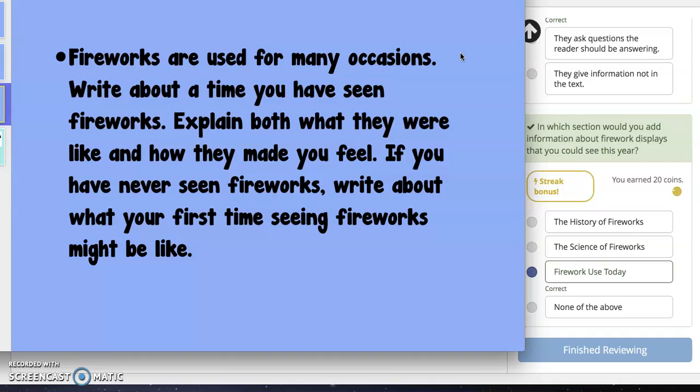And then when you're writing about that time, I want you to explain both what they were like and how they made you feel. Sometimes people don't like fireworks because they're so loud, but sometimes people do love them because they're loud, because they have colors and things like that. So I want you to talk about that. If you have never seen fireworks, that is completely okay. So then I want you to write about what you think your first time seeing fireworks could be like. Okay? So this is your writing for the day.